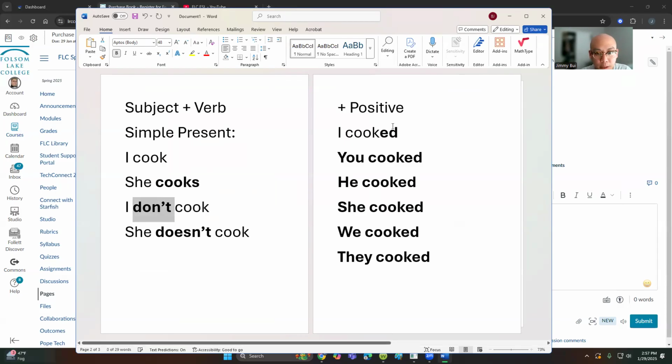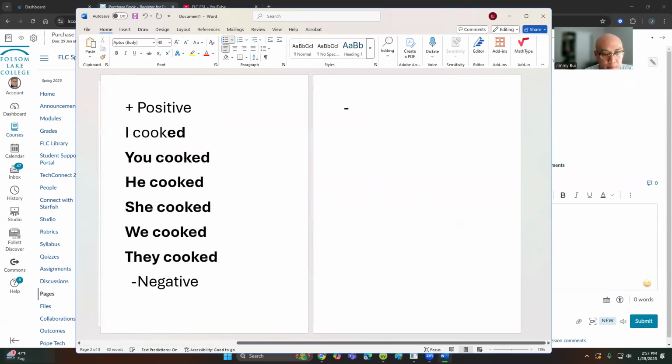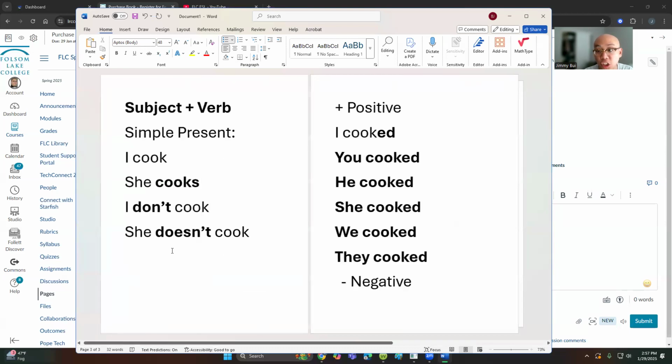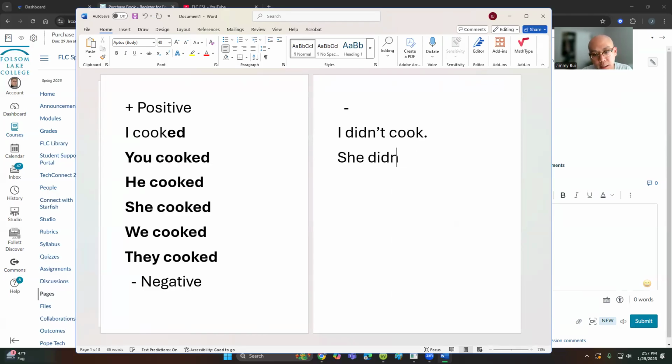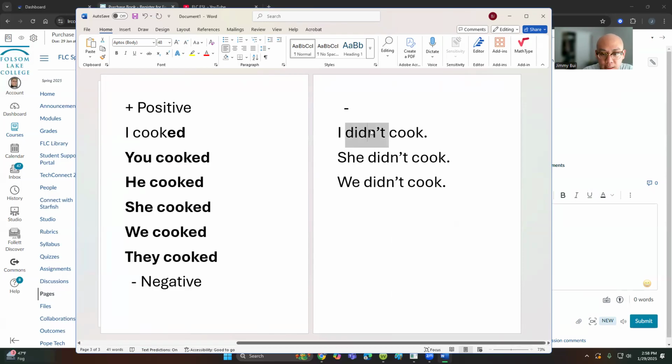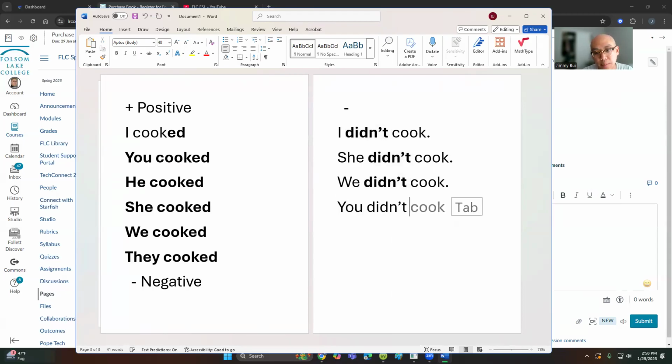And then say for negative, right? You still use subject plus verb. For negative statements, same format. Instead of I don't cook or she doesn't cook, you're going to use didn't. So I didn't cook. She didn't cook. All subjects will follow the same format. Notice here again, didn't for third person singular, plural. It does not matter. You use didn't, which is the contraction or short form for did not.